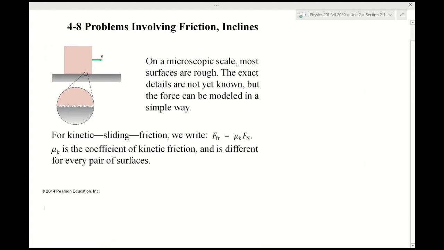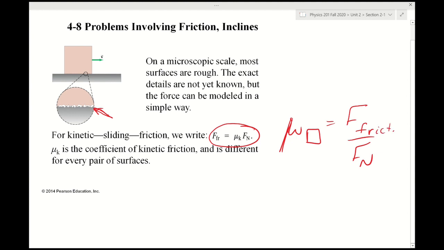So let's look at the idea of friction. Friction comes about because of the irregularities on the small scale between two surfaces. Often I will write the idea of the coefficient of friction as mu sub box is equal to F sub F over F sub N. This is the force of friction. This is the normal force, in other words, the force perpendicular to the surface.